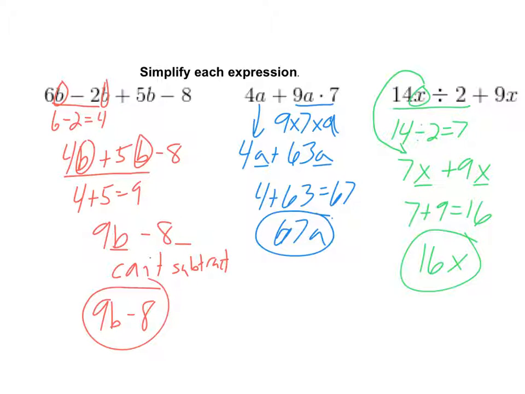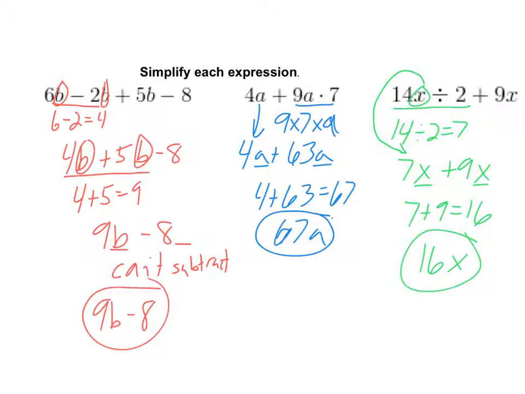For the second one, I don't have parentheses, don't have exponents, but I do have a multiplication in there, so I do need to take 9a times 7 first, and I can rewrite that as 9 times 7 times a, giving me 63a. So I've got 4a plus 63a. They both have a with it, so I can add 4 and 63 to get 67. So 4a plus 63a is 67a.